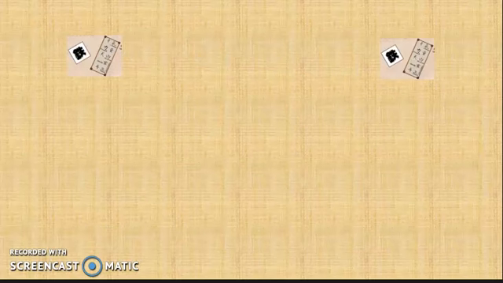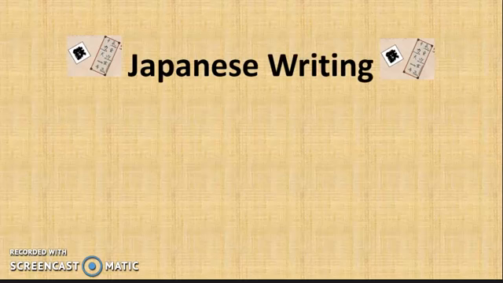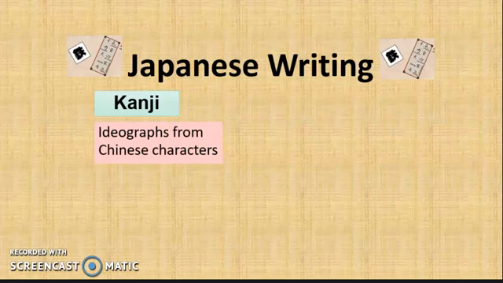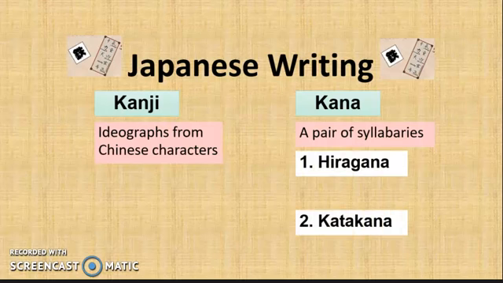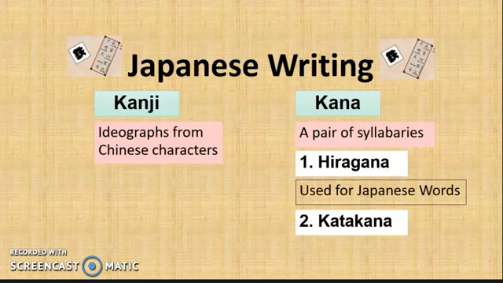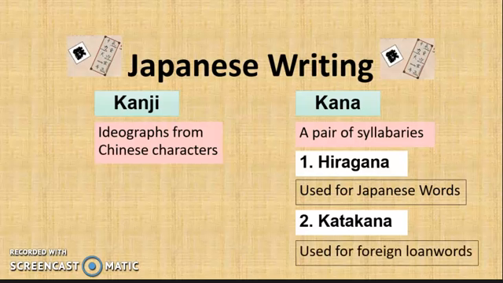Now, the modern Japanese writing system uses the following main scripts. We have the kanji, or the letters from China, and then later they transformed these Chinese letters into kana, or a pair of syllabaries. It is divided into two categories: the hiragana and the katakana. Hiragana is used for Japanese words, while katakana is used for foreign loanwords and sometimes to replace kanji or hiragana for emphasis.